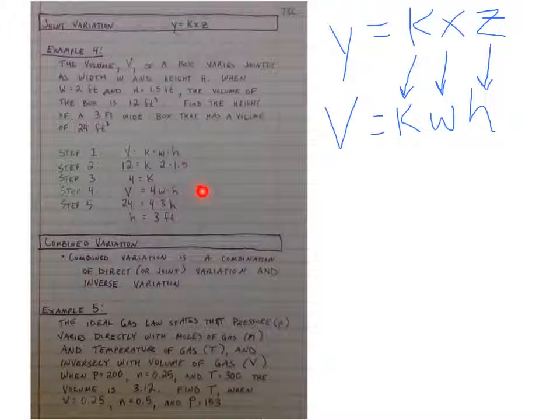So we rewrite the variation function v equals 4 times wh. And they say find the height of a 3-foot wide box that has a volume of 24 feet cubed. So we have 24 for the volume, 4 is our k value, 3 is our width, and we're looking for height. So 24 divided by 12 is equal to 2 feet. This should say h equals 2 feet.